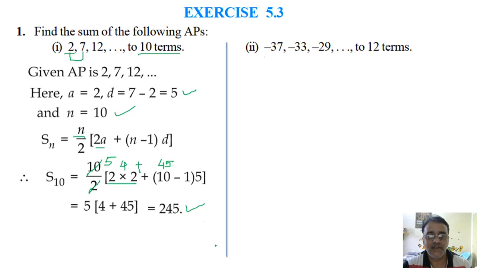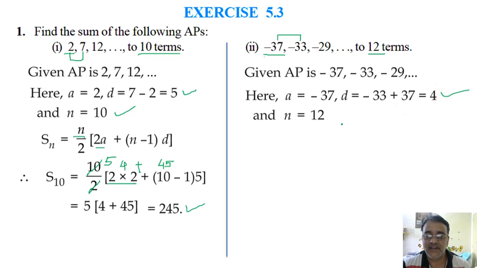Next, what is the first term? Minus 37. Okay. What is the common difference D, second term minus first term? Whether it is increasing or decreasing? Increasing order. The value is getting bigger, it is increasing. In increasing order D will be positive, in decreasing order D will be negative. That you have to keep in your mind. So minus 33 minus of minus 37 will become plus 37. So we'll get D as 4 and n is 12.